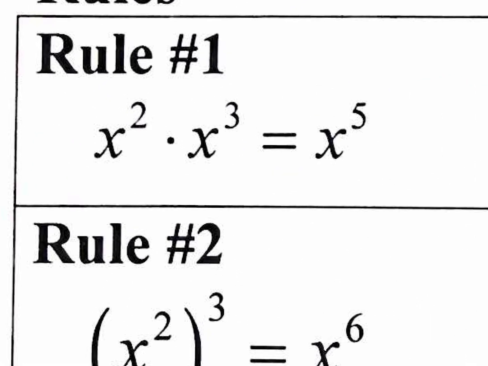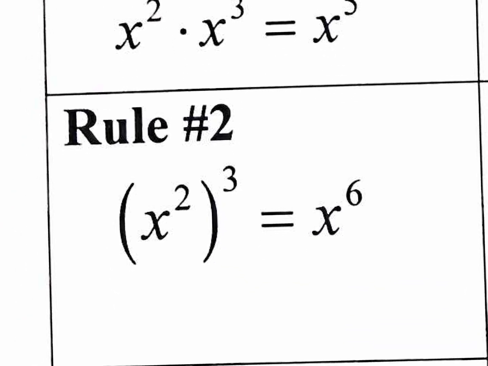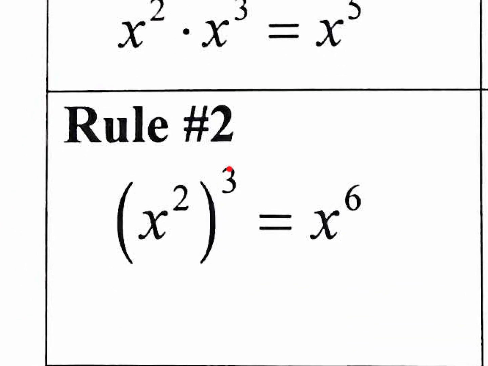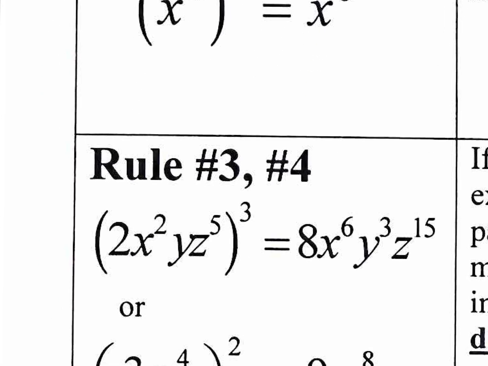Rule 1 is that when you are multiplying 2 terms with the same base, you simply add those exponents. 2 plus 3 is 5, and you keep the base. Rule 2 is that when you have a power to a power, you simply multiply those, right? 2 times 3 is 6. Keep the base. Rule 3, it's the same thing.